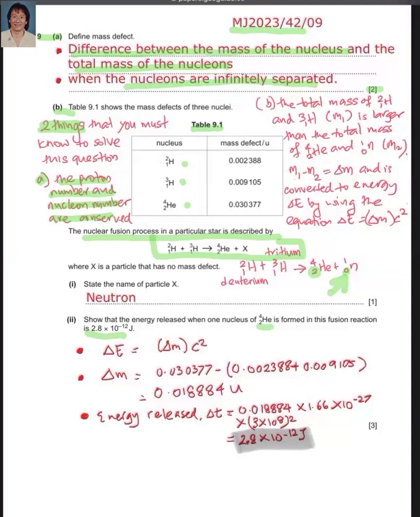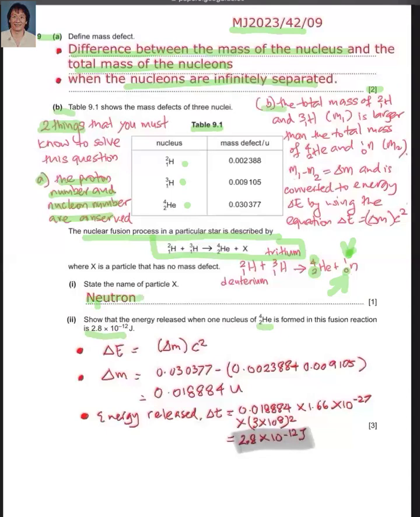Similarly, the total nucleon number for deuterium and tritium is 2 plus 3, which is equal to 5. So the total nucleon number on the right side must also be 5. Since the helium has a nucleon number of 4, that means your X must have a nucleon number of 1. So the nucleon number for X is 1, the proton number for X is 0. So that is a neutron. Therefore, your X is a neutron.